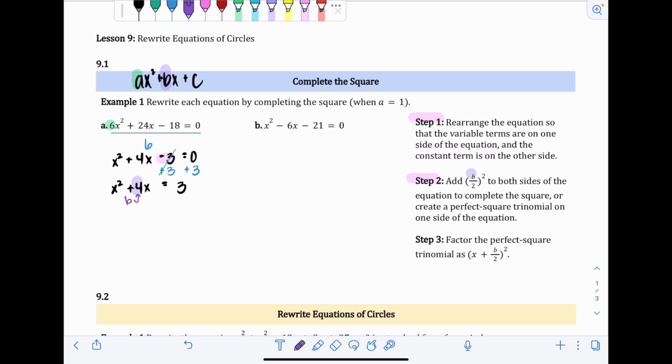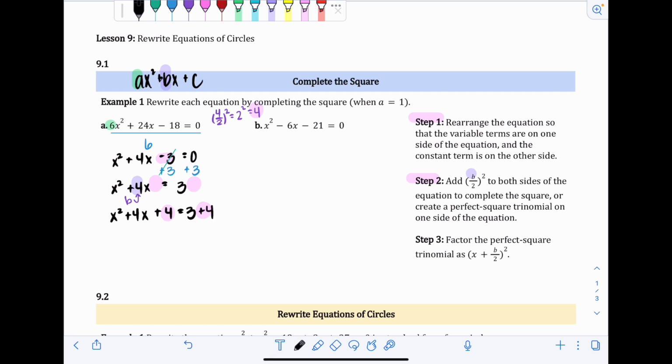So we'll do 4 over 2 squared, and then 4 divided by 2 is 2, and then we still have to square that, so that would be 4. So that 4 is what we have to add into both sides of the equation. So we'd have to add it right here to create that perfect square trinomial. And then in order to keep the equation balanced, I would also have to add it to the other side of the equation. So it would be x squared plus 4x, and then after the 4x, I would add in that 4 that I got from b over 2 squared, and then equals 3, and then after that 3 I would add in the 4 over there as well to keep the equation balanced.